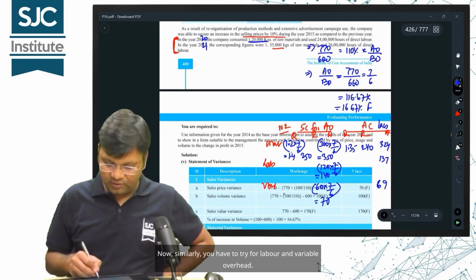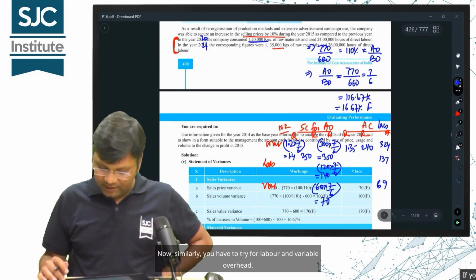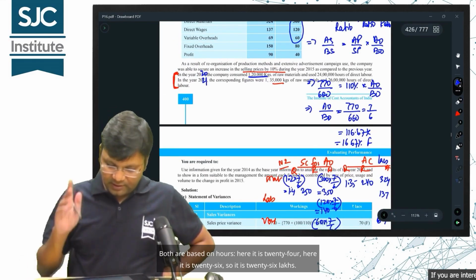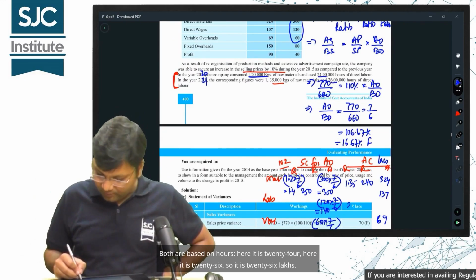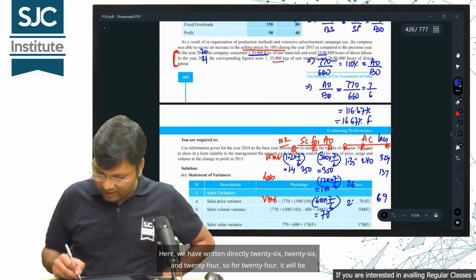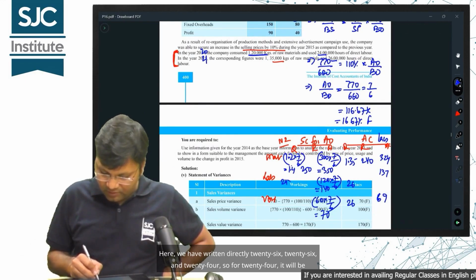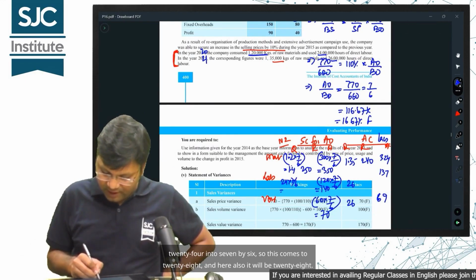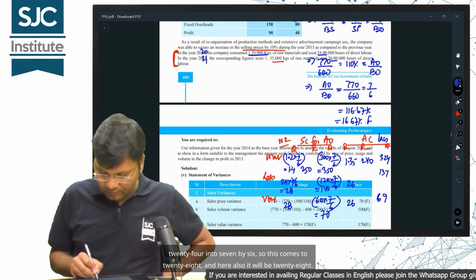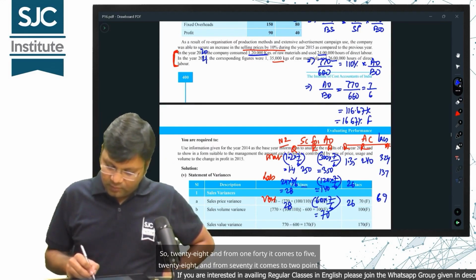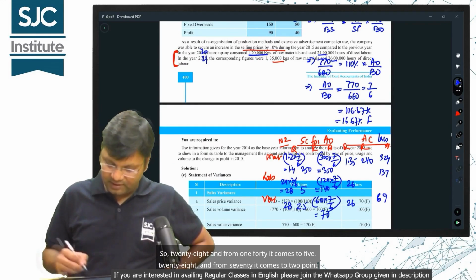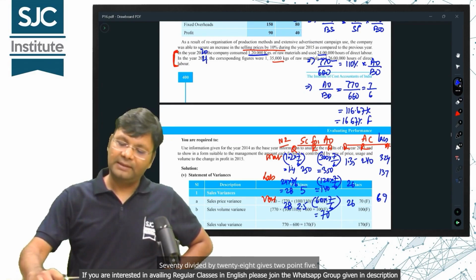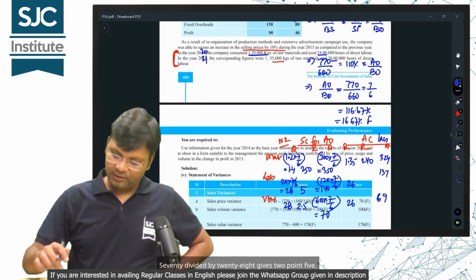Now, similarly, you have to try for labor and variable overhead. Both are based on hours. Here it is 24, here it is 26, so it is 26 lakhs. For 24, it will be 24 into 7 by 6, so this comes to 28, and here also it will be 28. So from 140 it comes to 5, and from 70 it comes to 2.5. 70 divided by 28 gives 2.5.